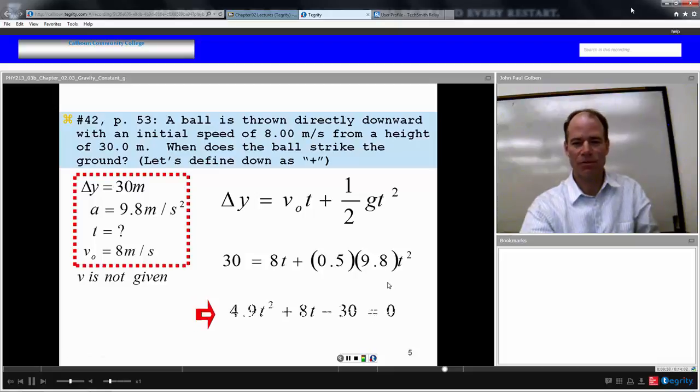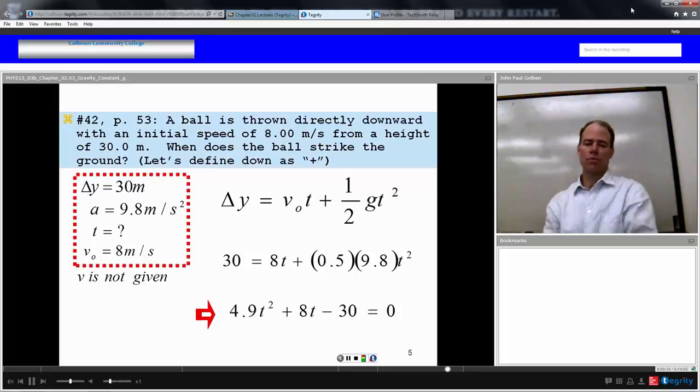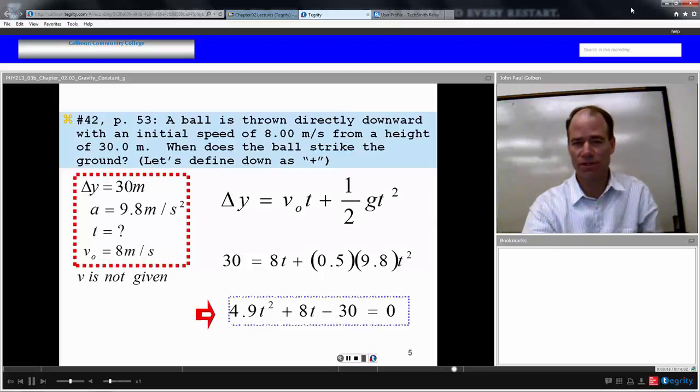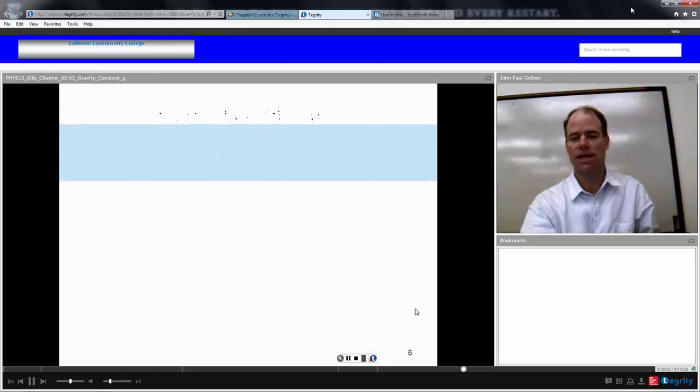We're going to end up with a quadratic equation. We got 4.9 t squared plus 8t minus 30 equals 0. We need to solve this. We have to use the quadratic formula. So if we identify our constants, our a constant is 4.9, our b constant is 8, and our c is a negative 30.